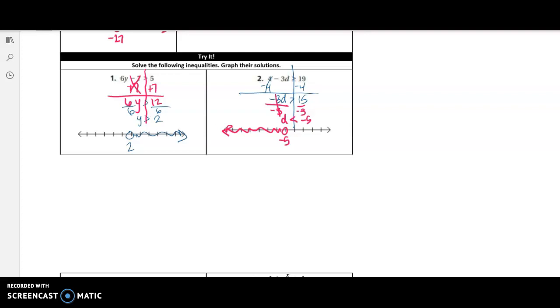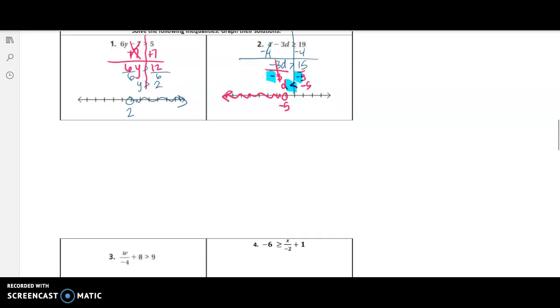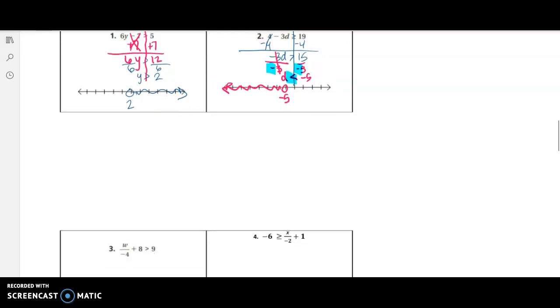On the second problem, we have a positive 4. So we have to do a -4. So we're going to subtract 4 from both sides to get rid of it. And that leaves us with -3 d is greater than 15. We are going to divide by a -3. When we divide by a negative on both sides, it flips my inequality to the opposite direction. And so now I want everything less than -5, so I'm going to go to the left, and it's going to be an open circle.